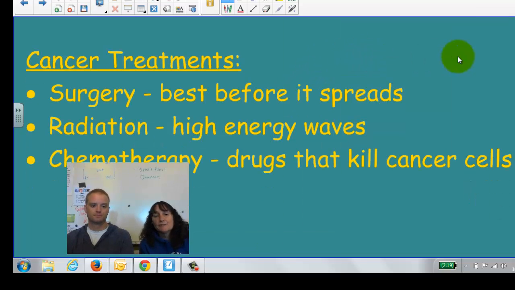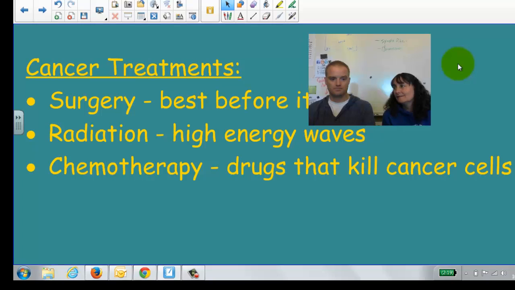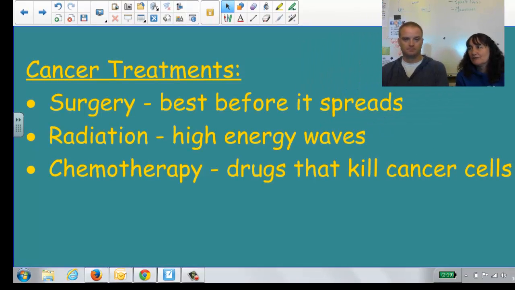Some of the ways that they can treat cancer: the best way is surgery before it actually spreads. That's where they preach early detection, having those different tests to find out if you have any cancers, so they can get it before it goes to other parts of your body. If it does start going to other parts of your body, they usually try radiation, which is like bombarding your cells with high energy waves that kill off the cancer cells. And then there's chemotherapy, which is a chemical they pump into your bloodstream that travels throughout your body. Chemo is chemicals that you put in your body that will kill the cancer cells.